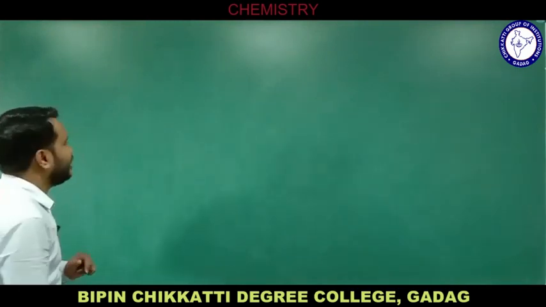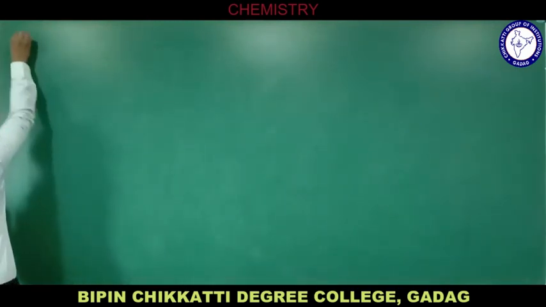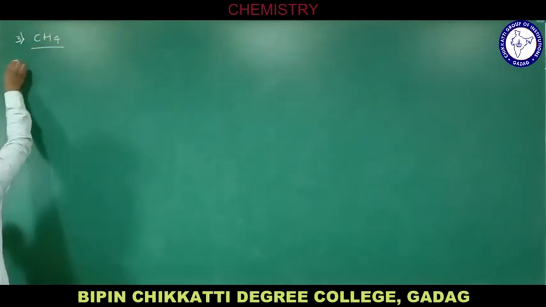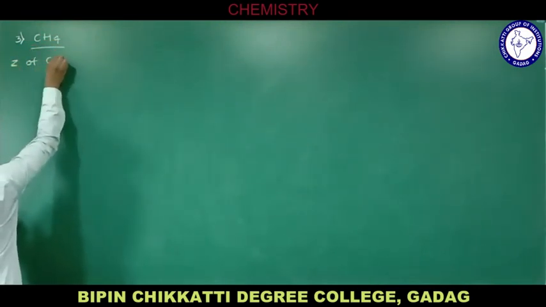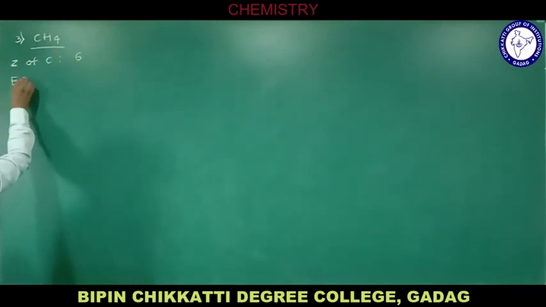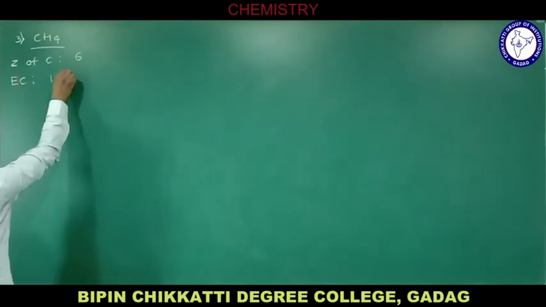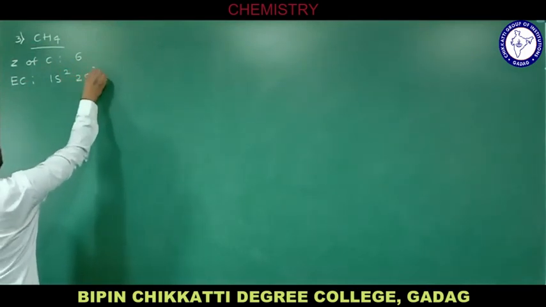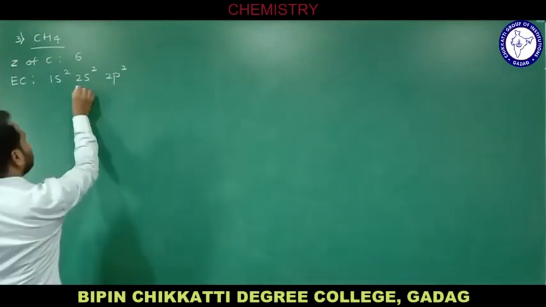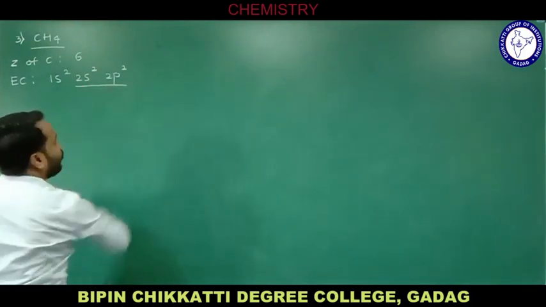Example number 3, methane, CH4. Atomic number of carbon is 6. Electronic configuration of carbon: 1s2, 2s2, 2p2. Valence electrons will be 4.